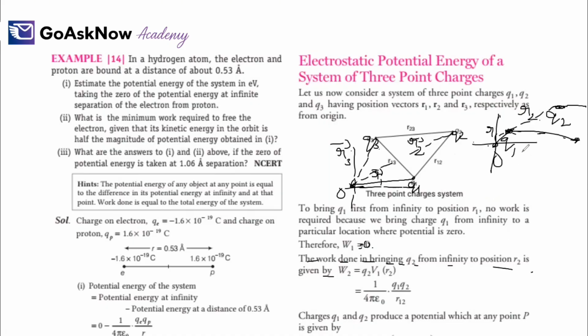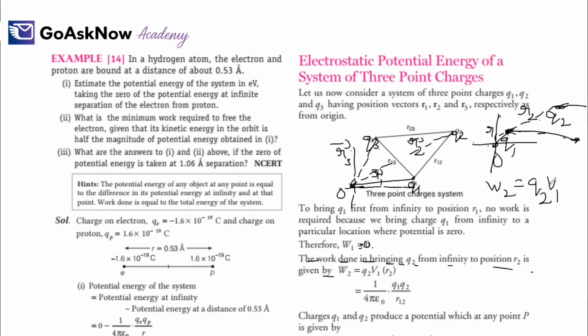So now you have to do some work because the Q1 charge was already present here. So you have to do the work against the field of this charge. What will the work W2 be? It will be equal to Q2 into V1. It means that the charge we have to bring into the potential which was present initially there. V1 was the potential present initially, so that is the formula we will apply here.